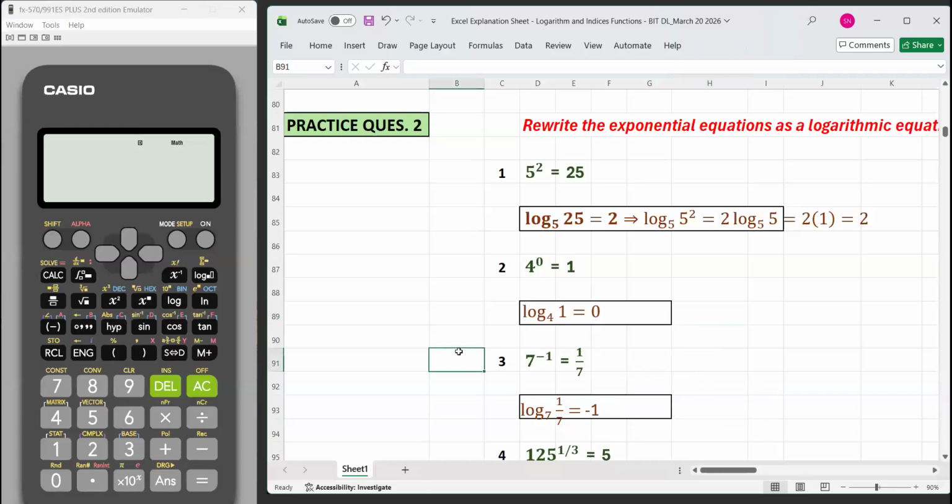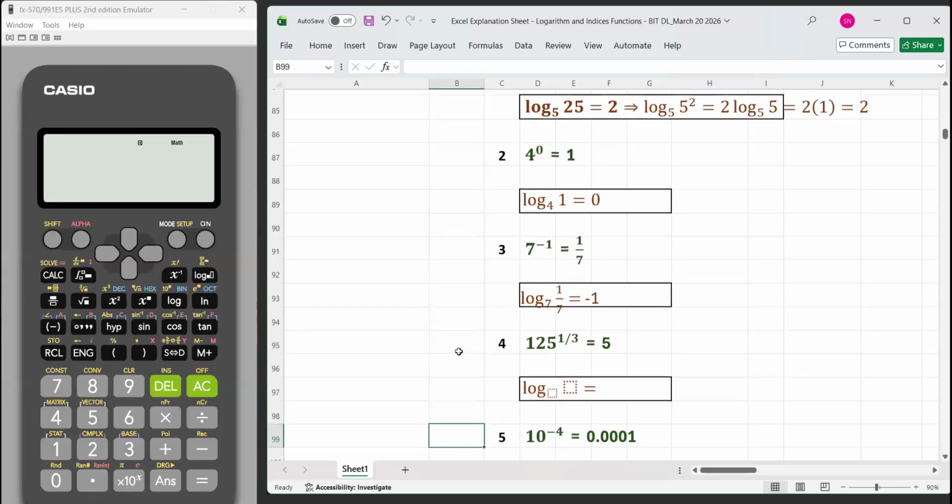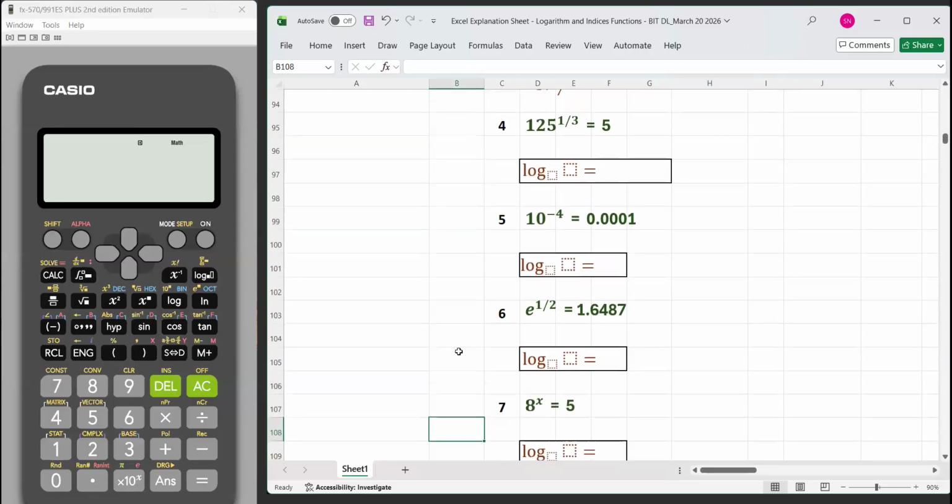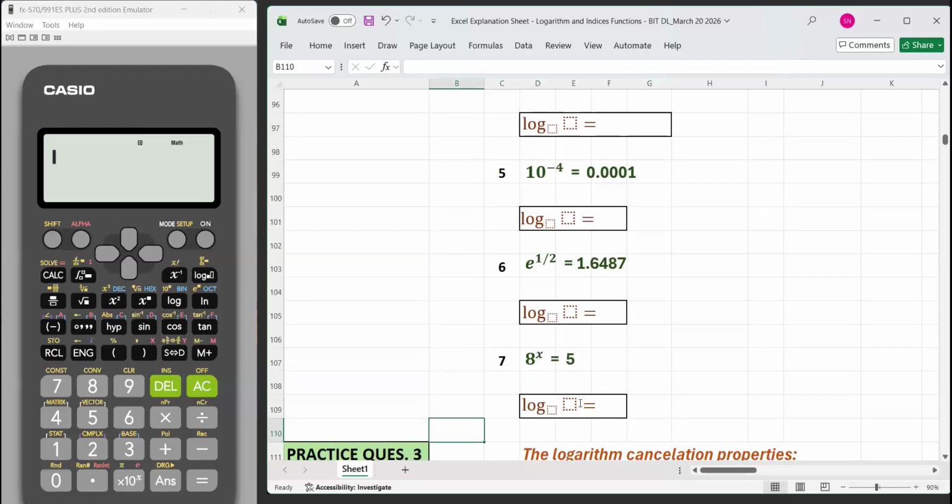Okay, so I'll share this file so that you can finish up. I have quite a few more. Maybe I should do the last one. This should be log 5 to base 8 is equal to the answer x.